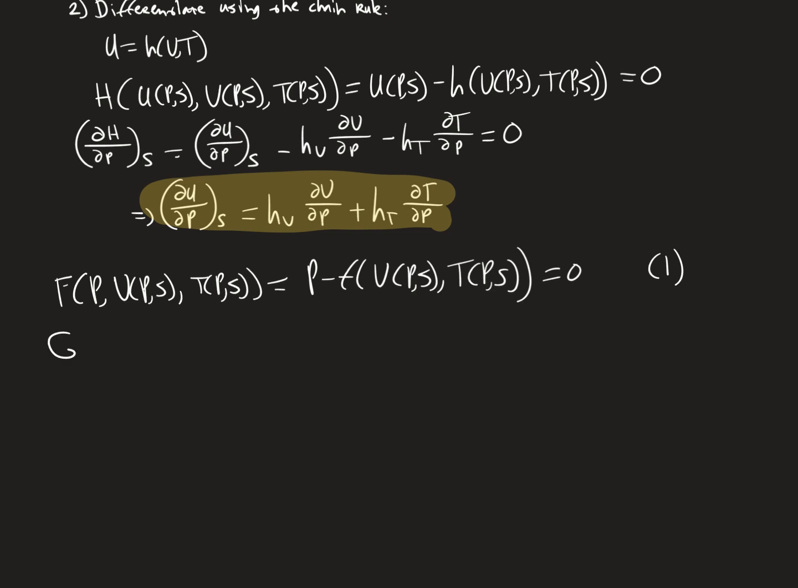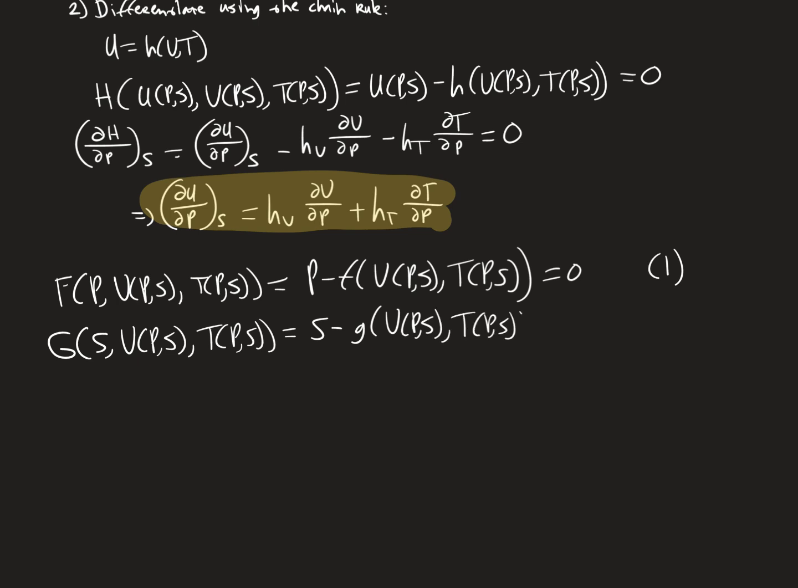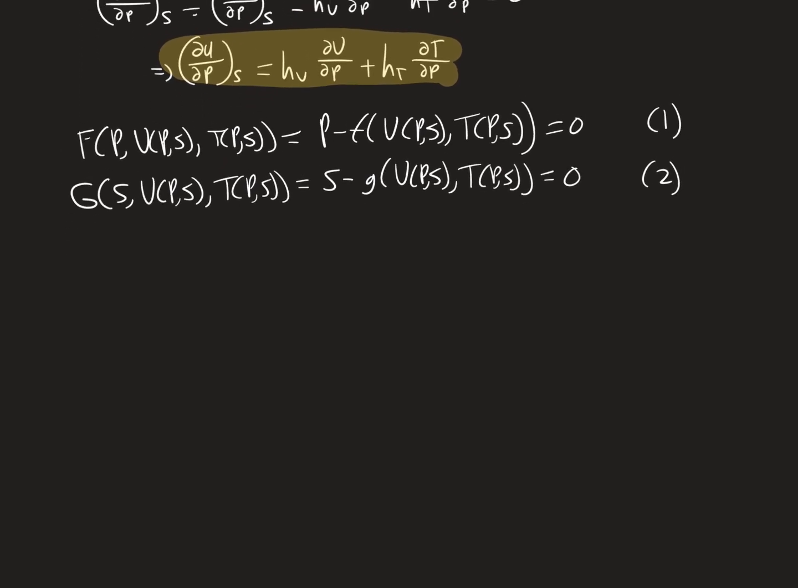And for s, we do something similar. So we have our function G, which depends on s, v, which depends on p and s, and t, which depends on p and s, equal to s minus little g, which depends on v and t, which also depend on p and s. And this is also equal to 0. So this is our second equation. Now, we will use these two equations to determine an expression for ∂v/∂p and ∂t/∂p. So we will differentiate these two equations with respect to p using the chain rule.